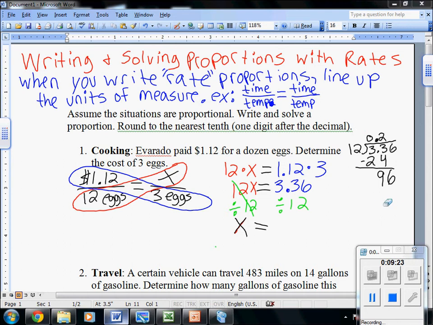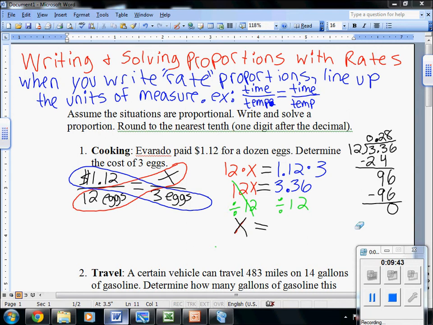So we'll try 8 times, because we have room for maybe one more. 12 times 8, so that's 10 times 8 is 80, and then 8 times 2 is going to give us 16. 80 and 16, they give us 96. So it turns out that's how many times 12 goes into 96, and it does it evenly with no remainder.